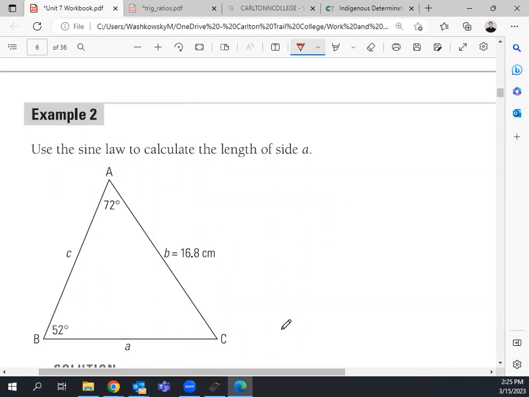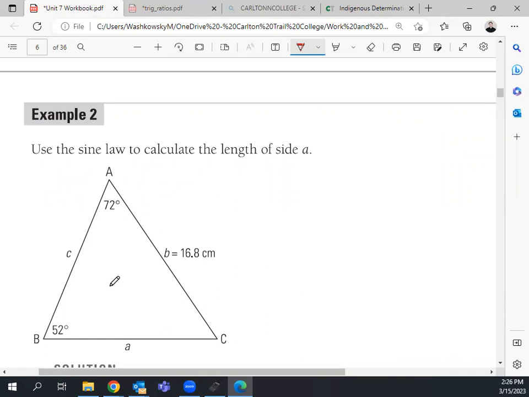So first off, when I look at this triangle, the first stuff we've learned, I don't get to use. It is not a right angle triangle. I cannot use Pythagoras. I cannot use SOHCAHTOA. That is out of the window. So I then know I need to use the sine law. What I'm trying to do is find side A.